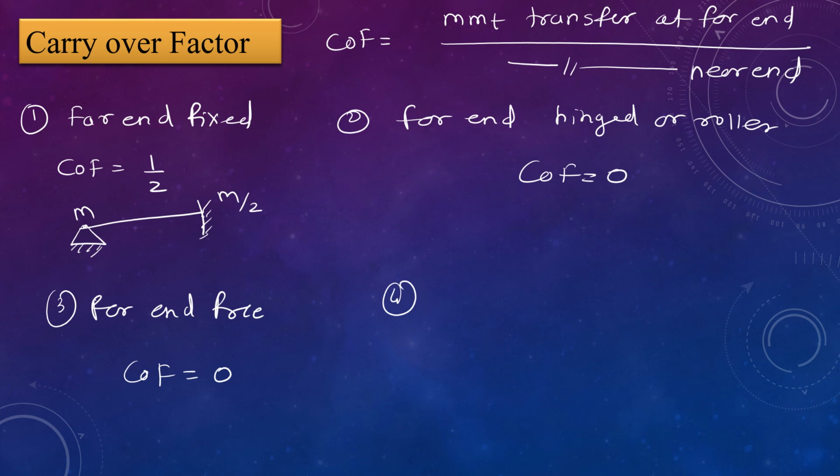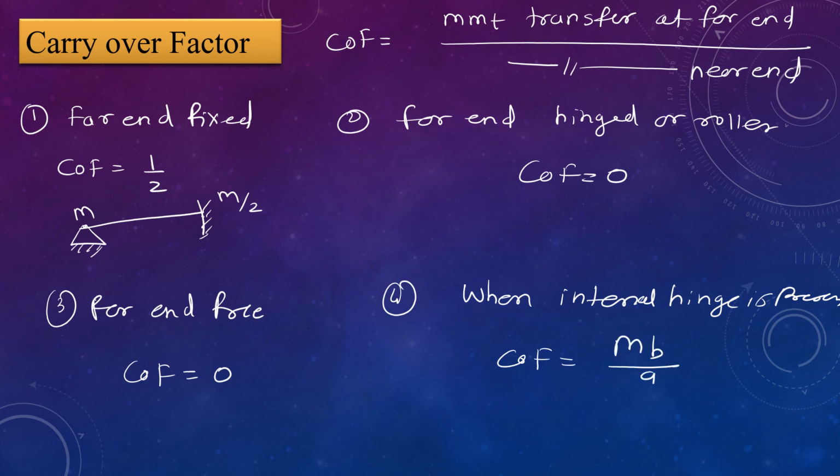Then fourth condition is when internal hinge is present. When internal hinge is present, then carryover factor is equal to MB by A. Okay, this is the value. If A is equal to B is equal to L by 2, then the carryover factor is equal to 1. Okay, so this is how you can calculate the carryover factor for different beam or frame conditions.